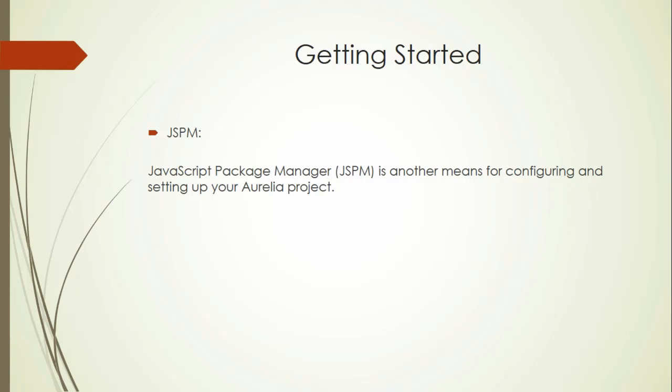After that, the next thing to understand is JSPM. This is the alternative way of installing Aurelia. JSPM is a JavaScript package manager, another means for configuring and setting up the Aurelia project. Before getting started, you need to ensure that the skeleton project is there in your system, and JSPM always works with the git command prompt.